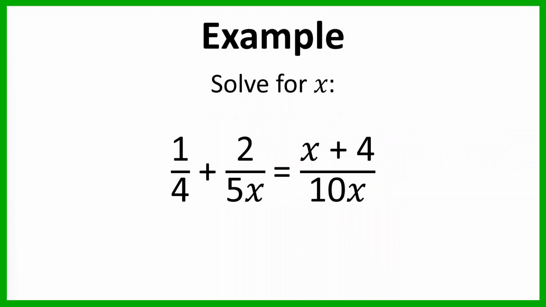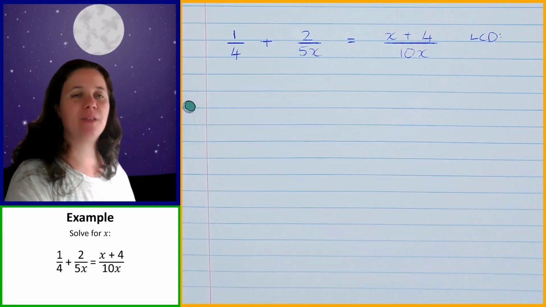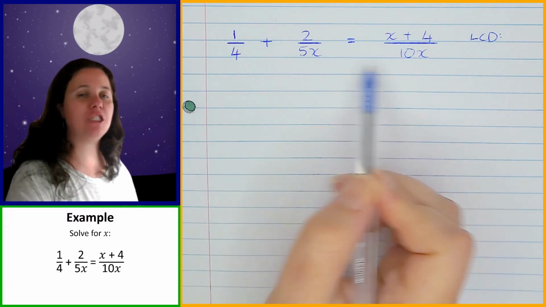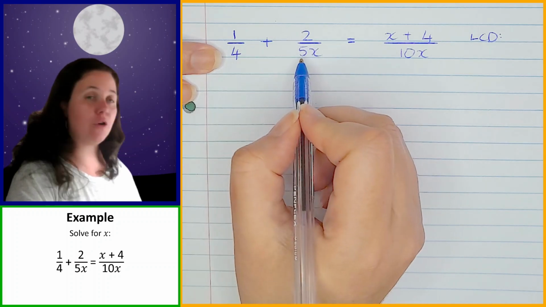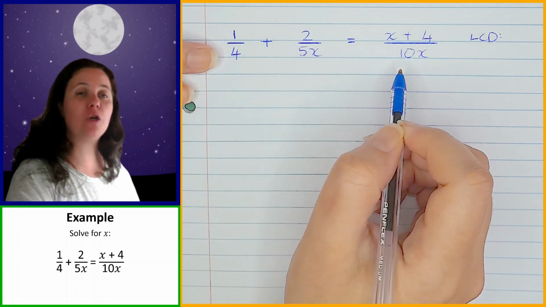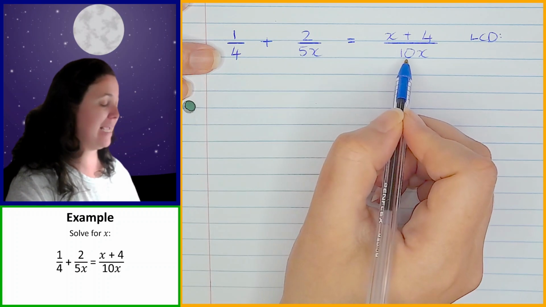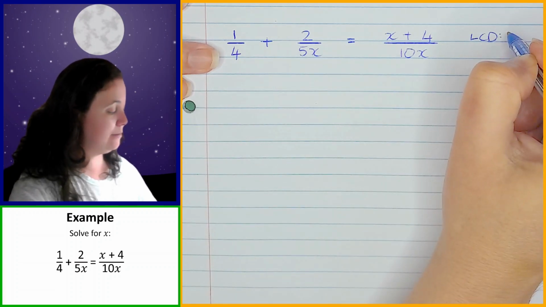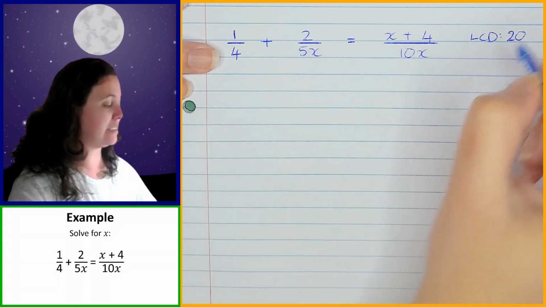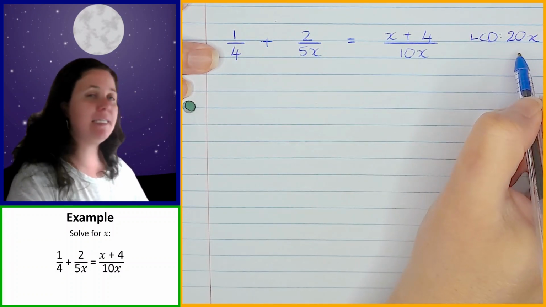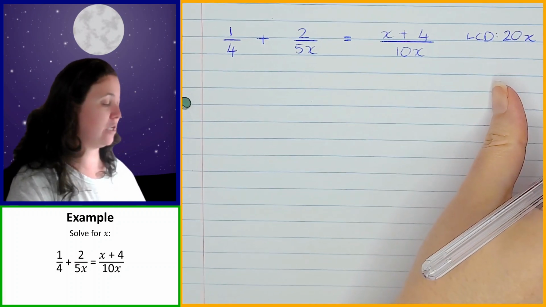In this example, we've got 1 over 4 plus 2 over 5x equal to x plus 4 all over 10x. Okay, so let's have a look at how we would solve this equation. Okay, so first of all, I need to find my LCD, just like I was doing with the other questions. So I've got a denominator here of 4, I've got 5x, and I've got 10x. So first we look at our numbers. 4, 5, and 10 give me an LCD of 20. And then I also have to have x, because I've got x in these two denominators as well. Okay, so my LCD is going to be 20x, not just 20.